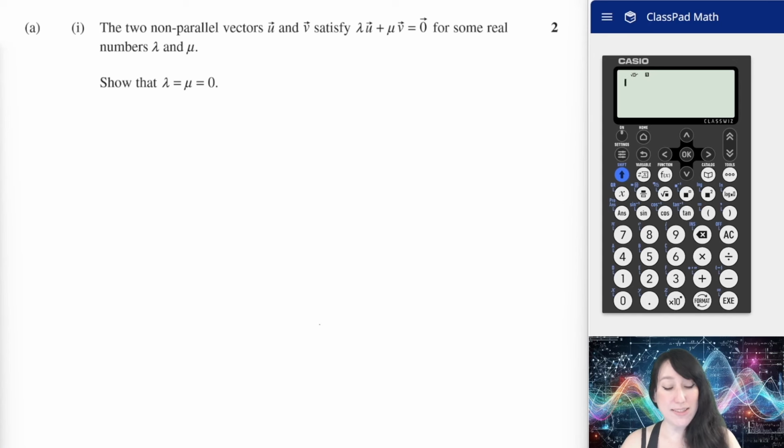Alright, if we think about the statement, it should make a lot of sense that u and v are non-parallel and they've been multiplied by scalars and they're adding to 0. The only way for that to happen is if they were parallel. But how do we show it? Well, maybe we can try a proof by contradiction. Let's consider two cases. Would one of lambda or mu be able to be 0 while the other is not?